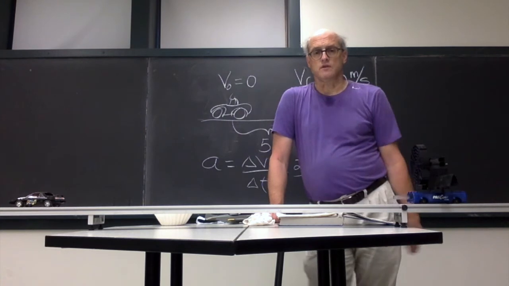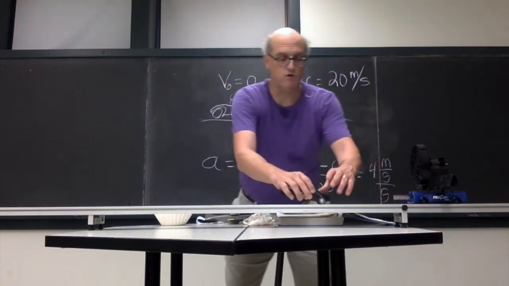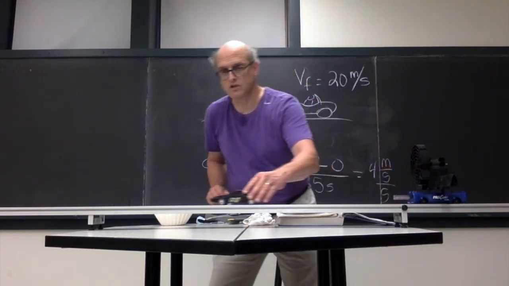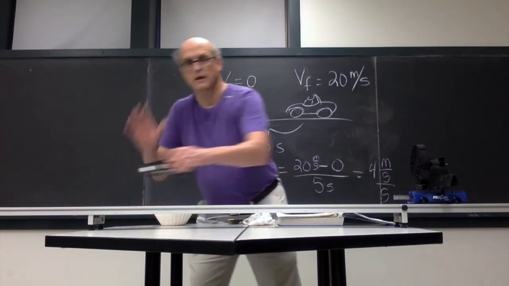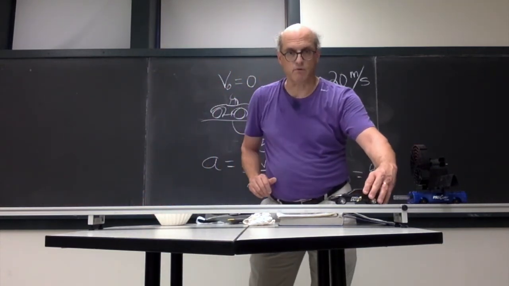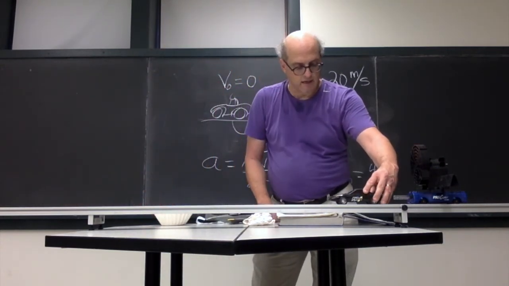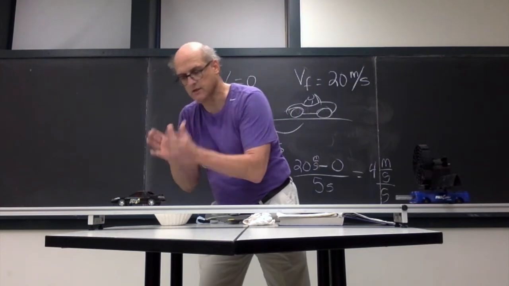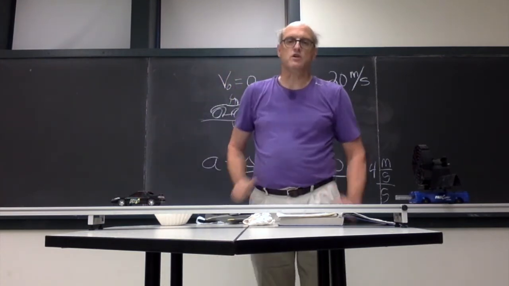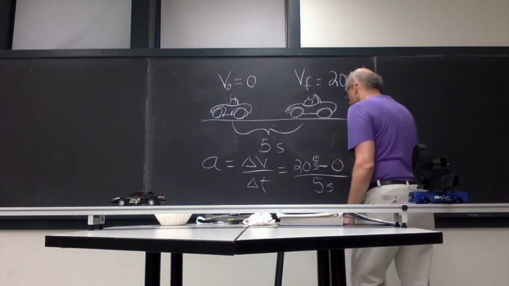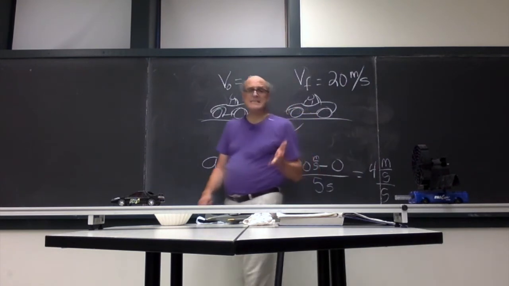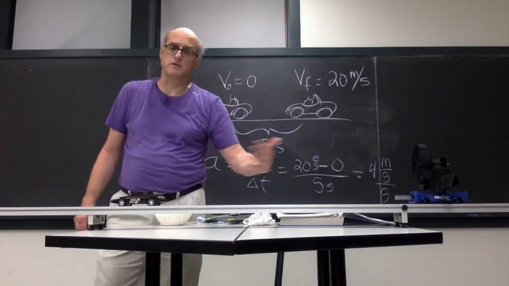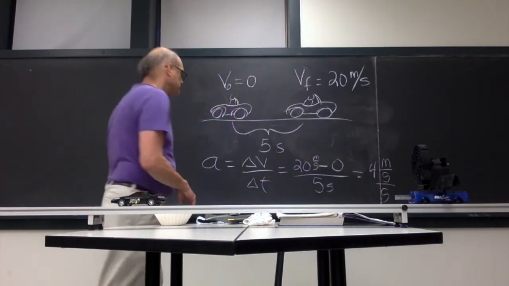Let's take a look at another example. Suppose the car is driving along at 20 meters per second and the driver slams on the brakes. And let's say that in 1 second, the car stops. So it's coming along, slams on the brakes, and the car stops. What is the car's acceleration? Now you might think of this as a deceleration, right? Because it's slowing down.